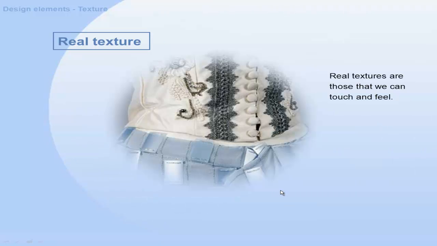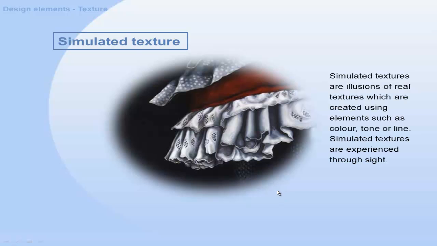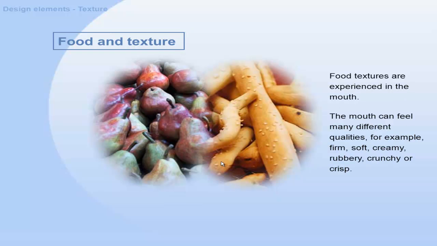Real textures are those that we can touch and feel. Simulated textures are illusions of real textures, which are created using elements such as color, tone, or line. Simulated textures are experienced through sight. Food textures are experienced in the mouth. The mouth can feel many different qualities, for example, firm, soft, creamy, rubbery, crunchy, or crisp.